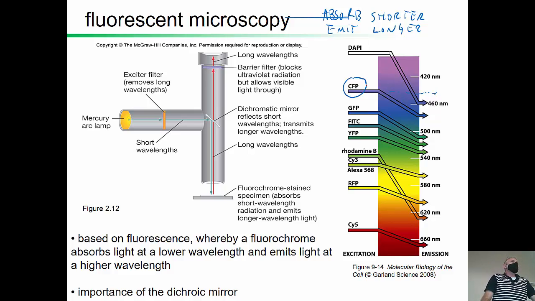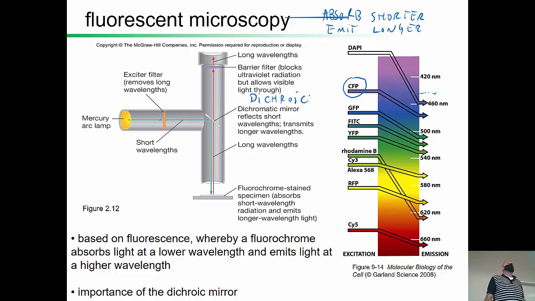We can take advantage of this property in a fluorescent microscope using what's called a dichromatic mirror, also sometimes called a dichroic mirror.